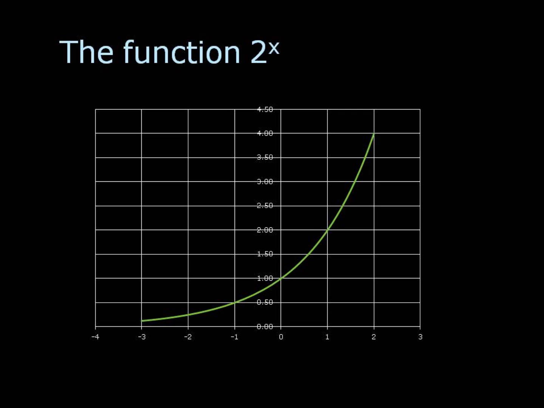As x gets larger and larger and more negative, 2 to the power of x gets smaller and smaller, but it never gets down to 0. It approaches 0, but it never gets there. So that's an asymptote, in fact.